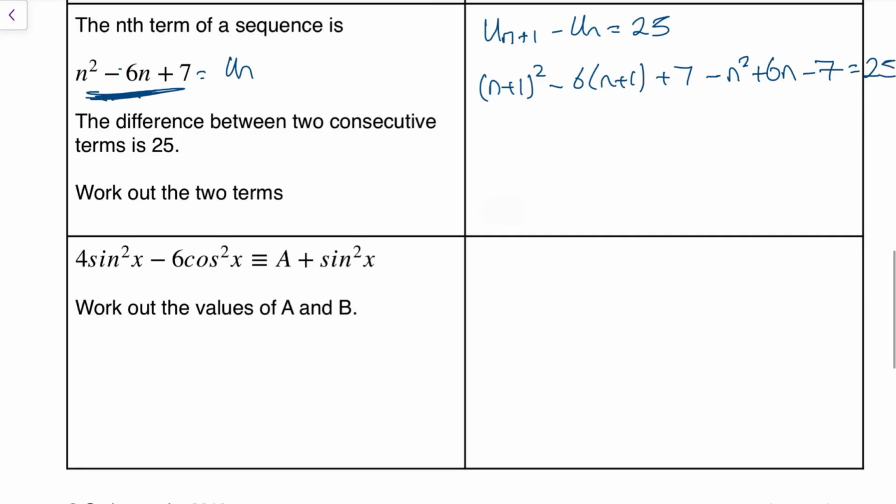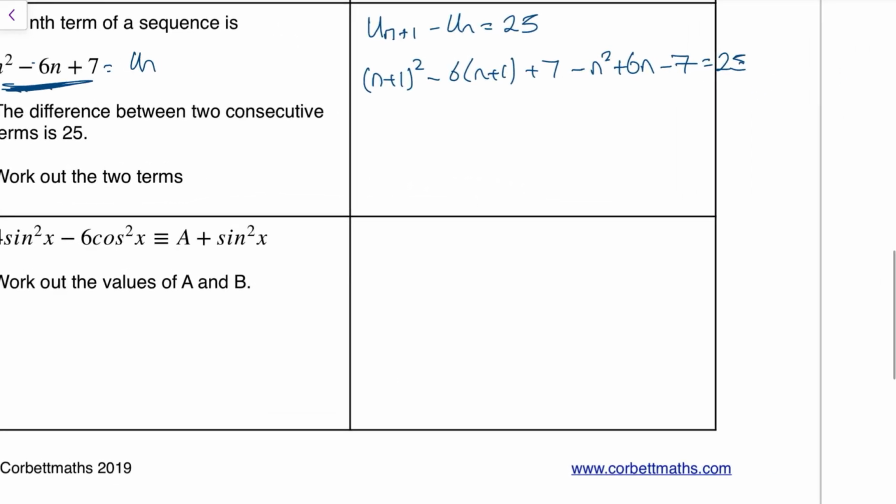And then if I expand, let's zoom out so you can actually see what I'm writing. So that's 25. So that's going to be n squared plus 2n plus 1, expanding the brackets, minus 6n minus 6 plus 7 minus n squared plus 6n minus 7, not plus 7, so minus 7, minus 25 is equal to 0. Basically, I'll just move everything over onto the left-hand side. Now, my n squareds will cancel, my 6n's will cancel, my 7's will cancel.